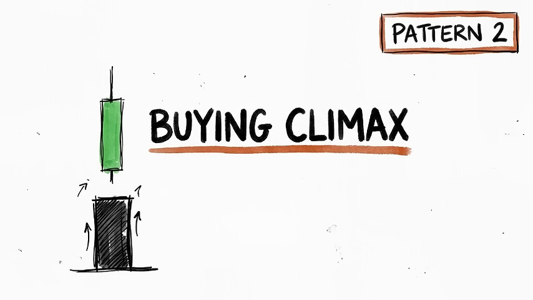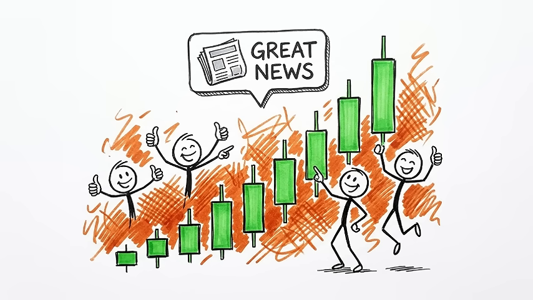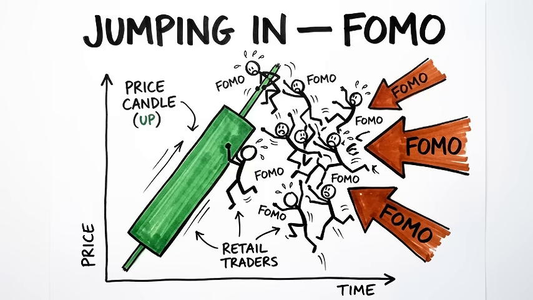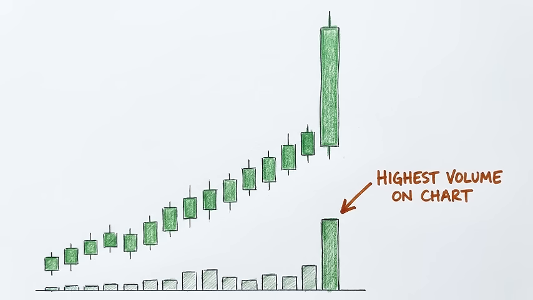Pattern 2. Buying climax. Now flip the scenario entirely. Price has been going up for weeks. News is positive. Everyone is bullish. Retail traders are jumping in because they don't want to miss the move. Then you see a huge green candle. Volume is extreme, the highest on the entire chart.